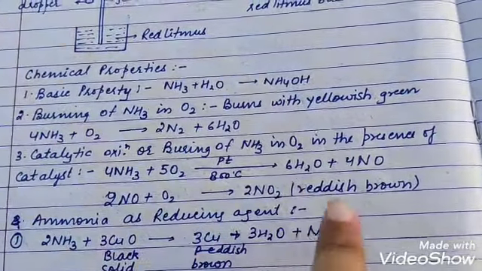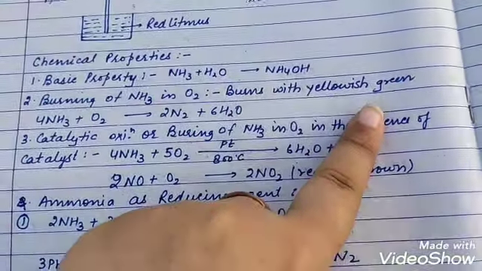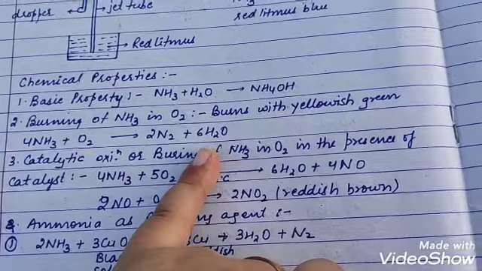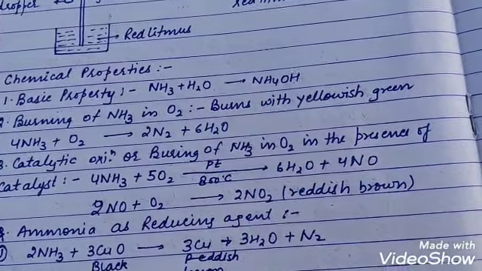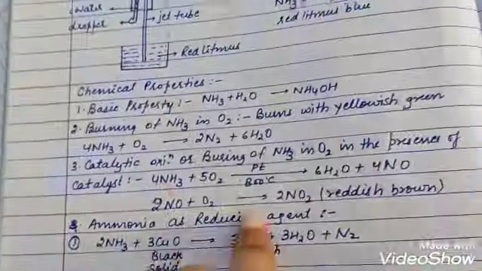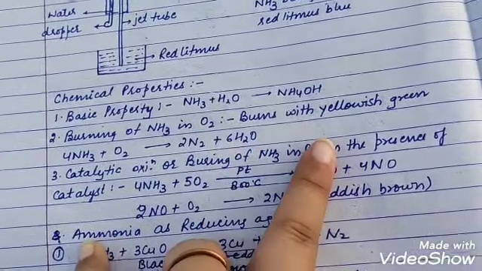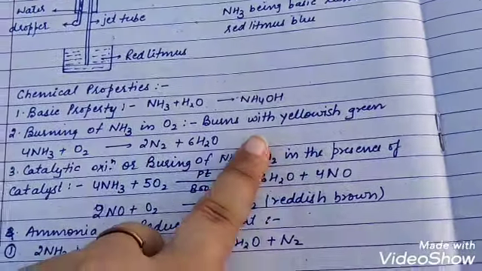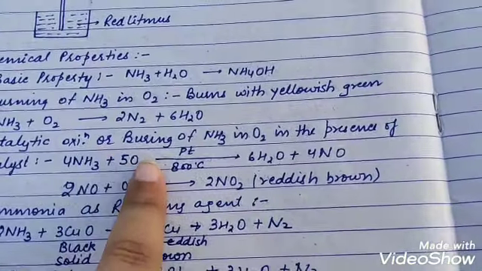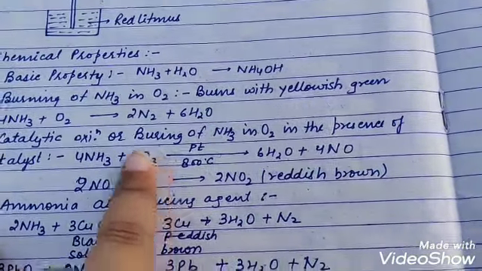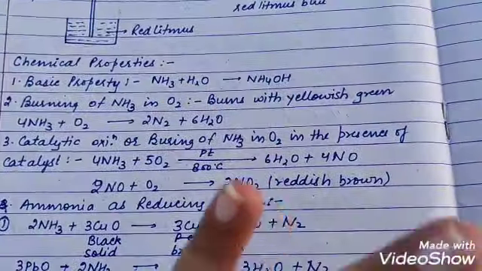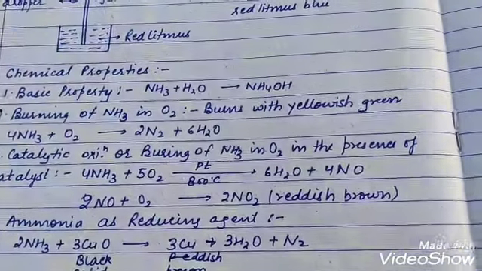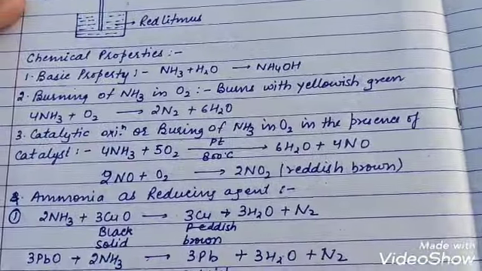Next one, burning of ammonia in oxygen. When we burn ammonia in oxygen, it burns with a yellowish green flame, forming nitrogen and water. It is not that nitrogen is burning with a yellowish green flame. No, ammonia is burning in oxygen with a yellowish green flame, forming nitrogen. Nitrogen is not a yellowish green gas, so don't get confused.